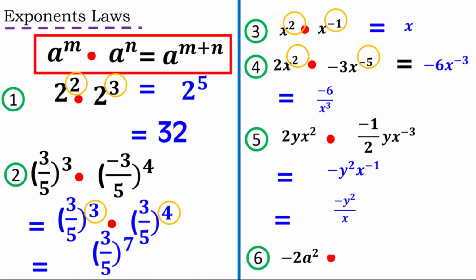Negative 2a squared times negative 3 over 8 a raised to the power negative 2. We have here negative 2 times negative 3 over 8, it will be positive 3 over 4, and a squared times a raised to the power negative 2, it will be a raised to the power 0, because 2 plus negative 2 is 0. Any number raised to the power 0 equals 1, so the product will be 3 over 4.